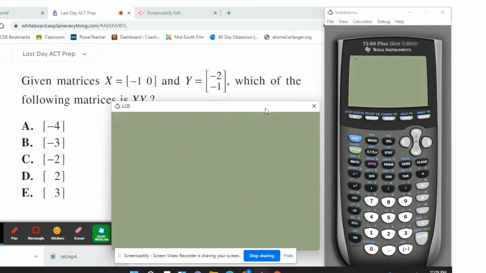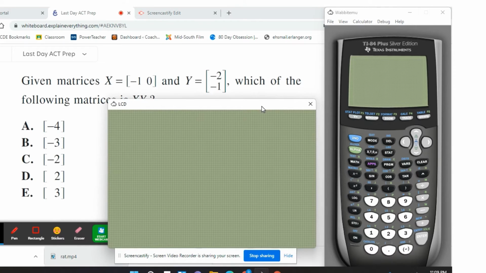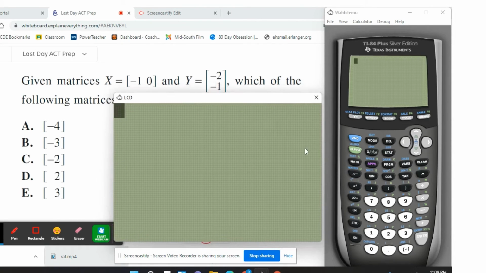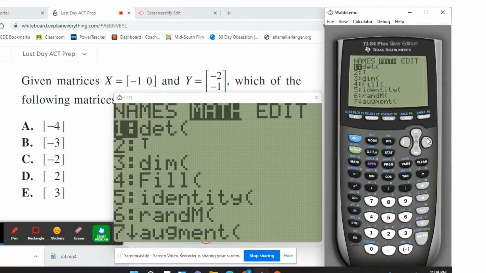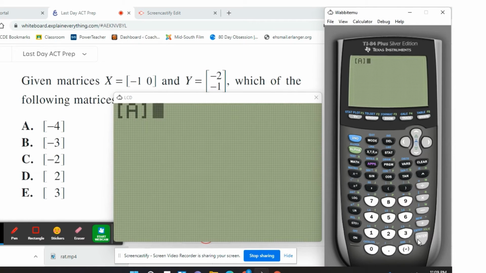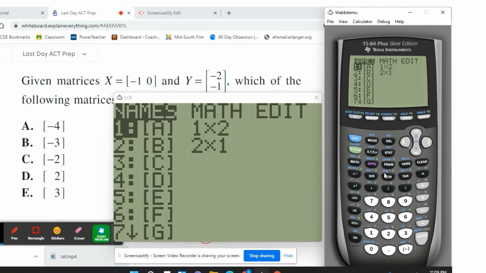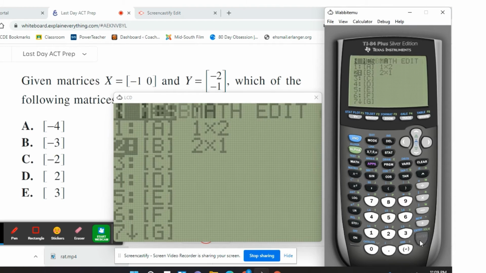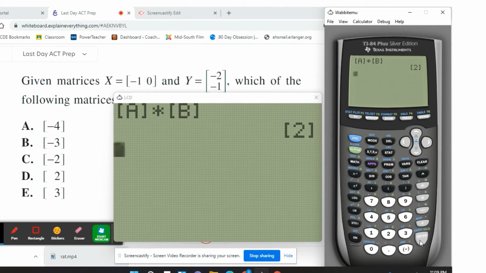What this says is which of the following matrix is XY? Well, XY means multiplication. So the way we do this is we hit second matrix, and we're going to use this matrix, times matrix B, and then we just hit enter, and then it gives you your answer.